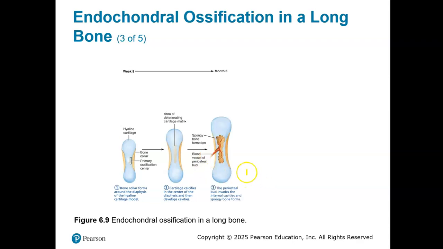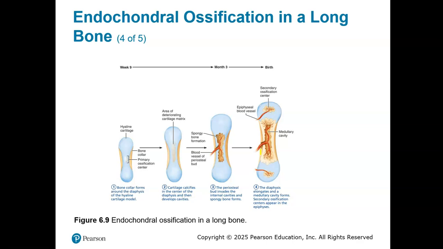And you can see in step 3, it says the periosteal bud invades the internal cavities and spongy bone forms. So we still got bone formation in the diaphysis, but we also have blood vessels entering. I hesitated because I never heard that term periosteal bud before, but a bud is a growth. So it's like a growth in the periosteum, I guess you would say.